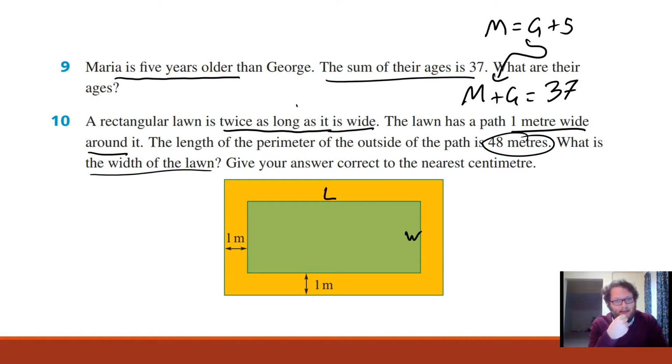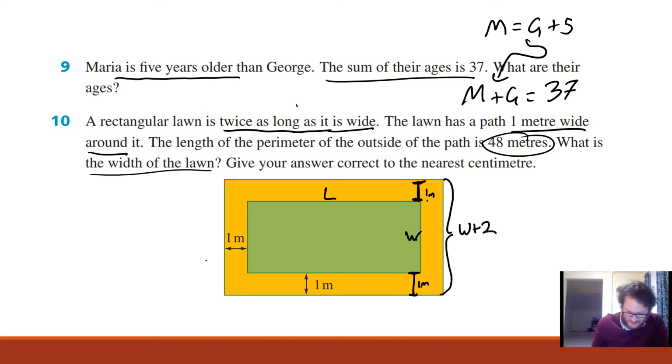Now we know for the width of the lawn that this is 1 meter here, and this is 1 meter. So if I wanted to know how long the whole side here is, it's going to be the width plus 1 plus 1, so the width plus 2. And down the bottom here, it's the same idea. I've got a 1 meter gap here and a 1 meter gap here. So the length across the bottom is going to be L plus 1 plus 1, which means L plus 2.